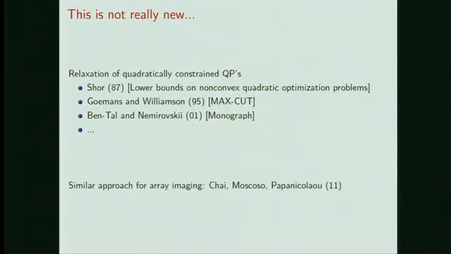To my knowledge, but maybe people know better in this room, it was first proposed by Shor in '87, where he was interested in lower bounds on non-convex quadratic optimization problems. It's similar to the Shor relaxations. I got to know about these techniques through the Goemans and Williamson seminal work on max cut. And then, of course, in the book by Ben-Tal and Nemirovski, there's lots of turning quadratic equalities into linear equalities about matrices. There's a whole chapter about this.